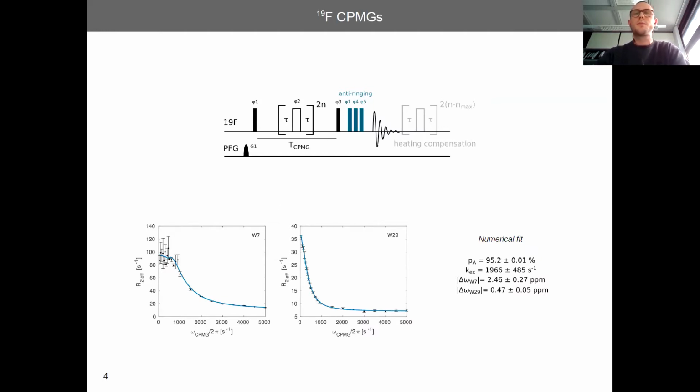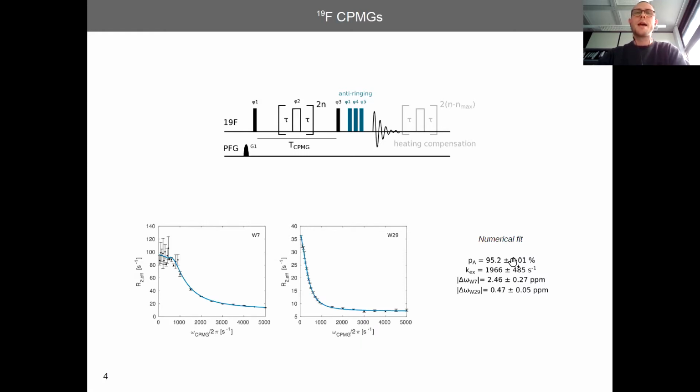So in this case, we have a global unfolding process. For both tryptophan 7 and tryptophan 29, we see relaxation dispersion. Because it's a global process, we can fit these dispersions together. We usually do that with a numerical fit procedure, using matrices to calculate the dispersion profile and fit it. In this case, we end up with an excited state population of 5% and an exchange of 2000 per second.